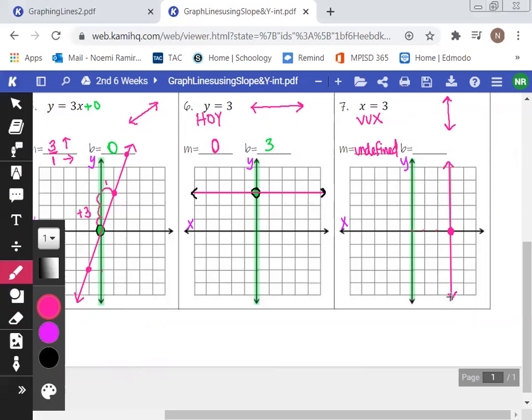So think about this. B is your y-intercept. Y-intercept is when this line crosses the y-axis. But if this line is parallel to the y-axis, does it really ever cross? No, it will not. So in this case, on a vertical line, I'm just going to put none, you will not have a y-intercept.